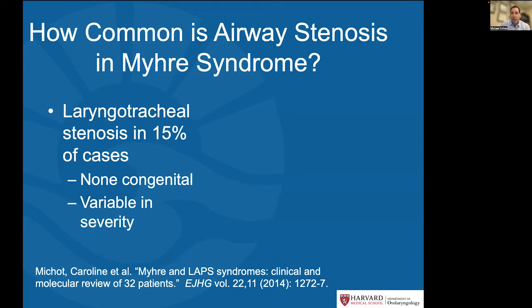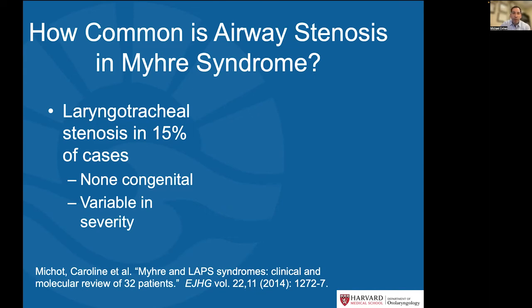Laryngotracheal stenosis, meaning of the voice box or the windpipe, has been noted to occur in up to 15% of cases. And this typically occurs as an acquired, meaning something that wasn't there at the time of birth, but something that is acquired later in life, either due to irritation or just gradual stenosis over time. And this can be highly variable in the severity or degree of stenosis.